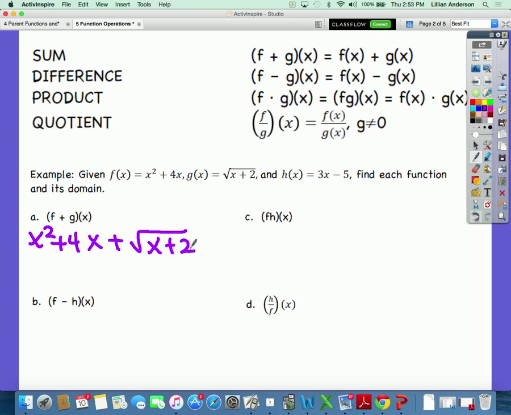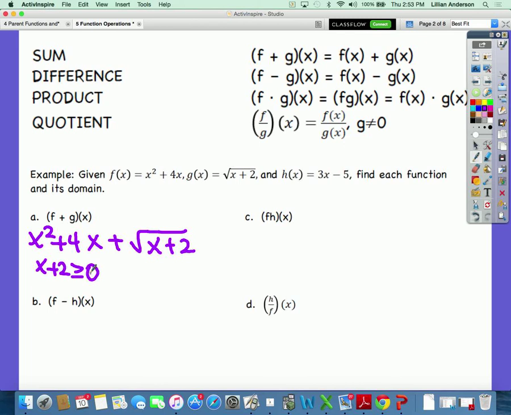Now to find the domain. Is there anything that you recognize? You got kind of a mix of functions here. You got to take both of those into consideration. I got a square root here. Can I take the square root of any number? What number could I not take the square root of? A negative number. So that means that x plus 2 has to be greater than or equal to 0.